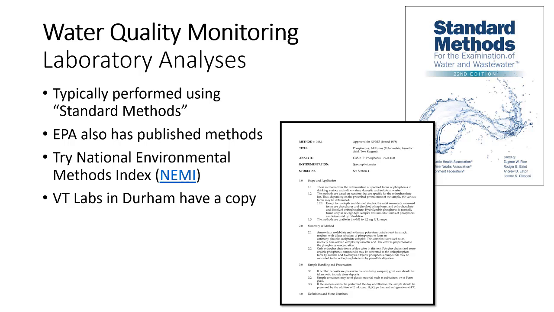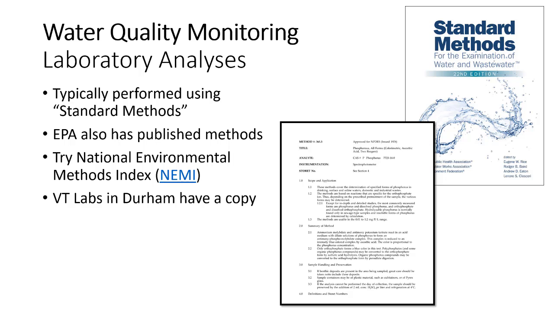Some folks will also say that they use EPA methods, which are similar to standard methods. For standard methods, you actually have to buy the book and have a copy of it, but the EPA methods are available online. On the NEMI website, you can look up any of the EPA methods, and you'll get a PDF document describing how it's actually done in the laboratory. How do you do this procedure?